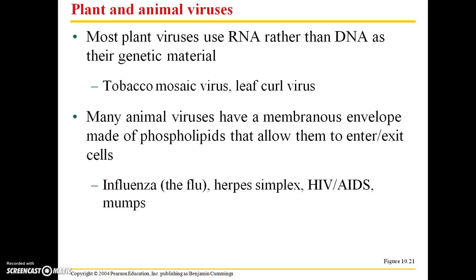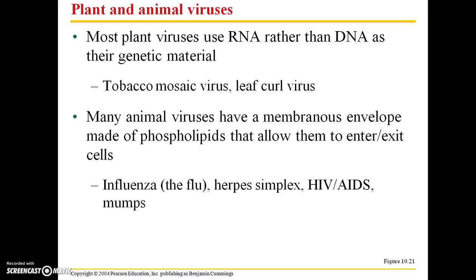Most plant viruses use RNA rather than DNA as their genetic material. And examples of these are the tobacco mosaic virus and the leaf curl virus. And remember, RNA is also a nucleic acid. It's ribonucleic acid rather than deoxyribonucleic acid. So the main difference between RNA and DNA is just the type of sugar that it uses. So it's ribose instead of deoxyribose.